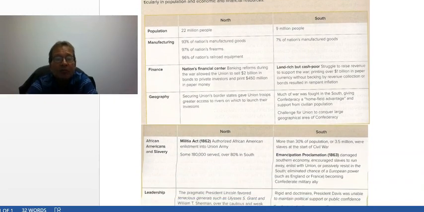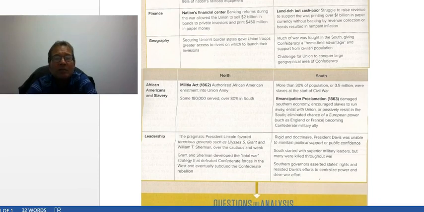The Militia Act, which will be passed in 1862, authorized African enlistment into the Union Army. This is a definite North advantage because they're not going to serve their slave masters. And this is a big dilemma for the South because 30% of the population, more than 30%, 3.5 million people out of that 9 million total were slaves. And they are fighting to keep them enslaved in the Deep South. This is a definite problem.